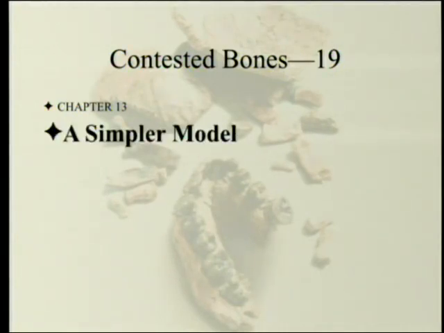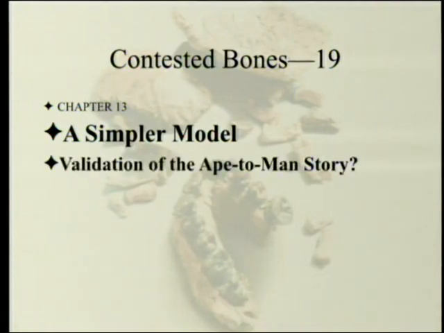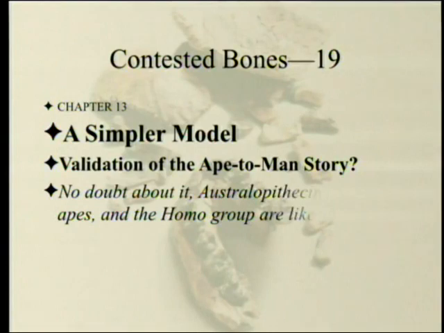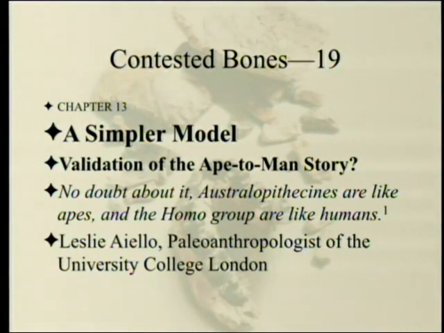We're taking the second part of the chapter. The chapter is entitled A Simple... Did I say... We are in chapter 14. That is an error. Yeah, 14. I missed changing the number there. Simpler model validation of the ape to man story, and the quote that they use is, no doubt about it, Australopithecines are like apes, and the Homo group are like humans, which is a quote from a standard paleoanthropologist from University College in London.